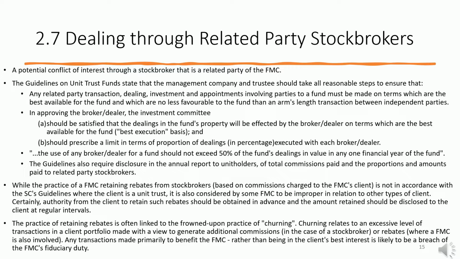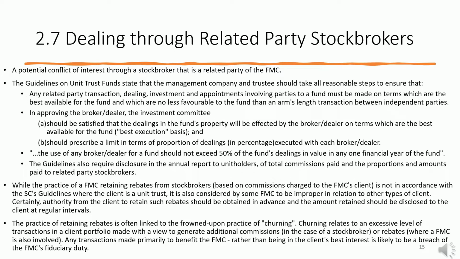The guidelines also require disclosure in the annual report to unit holders of total commissions paid and the proportions and amounts paid to related party stockbrokers. While the practice of a FMC retaining rebates from stockbrokers, based on commissions charged to the FMC's client, is not in accordance with the SC's guidelines where the client is a unit trust, it is also considered by some FMC to be improper in relation to other types of client. Certainly, authority from the client to retain such rebates should be obtained in advance and the amount retained should be disclosed to the client at regular intervals.